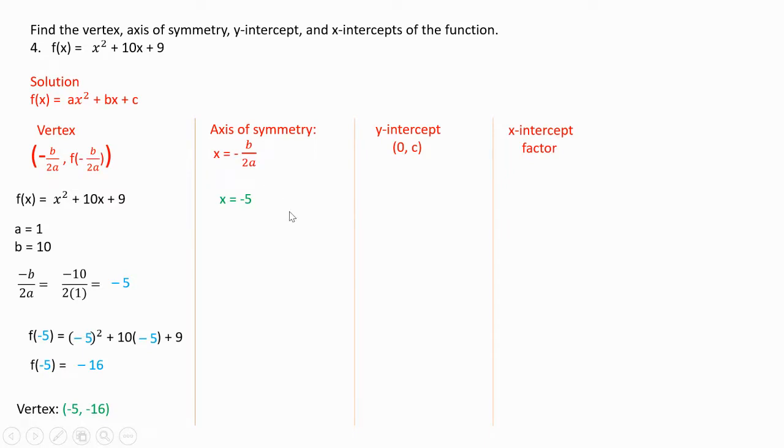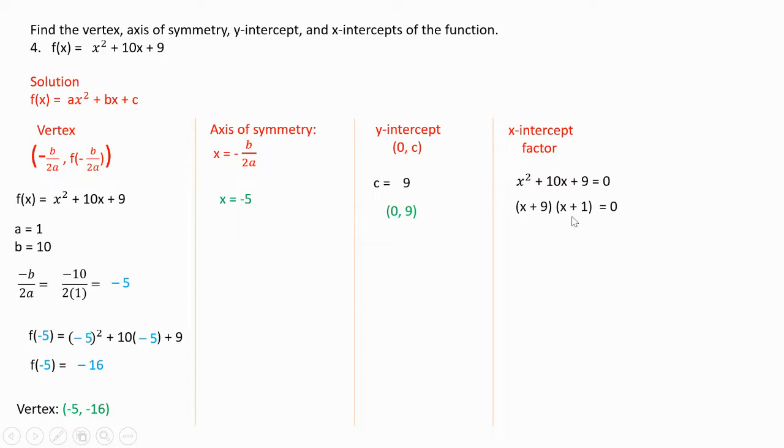Now for the y-intercept, guys, the y-intercept is very, very visual. You should have known what the y-intercept is right from the beginning. The y-intercept is always the constant, the number that doesn't have an x or a variable. So it's going to be 9, or you can write it as (0, 9). So this is my y-intercept. Now for the x-intercepts, you have to know how to factor. We let the function equal 0 and solve for x.